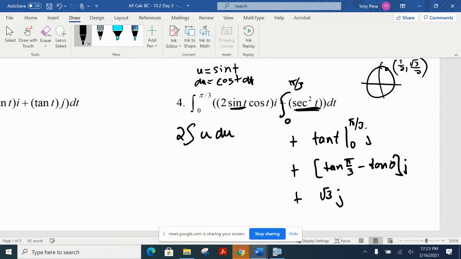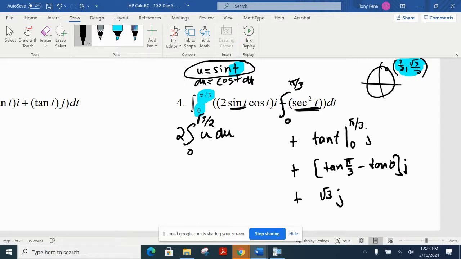Then we want to get our new limits. So here's how we convert them. U is the sine of whatever our angle is. So if our x or time was a 0 and I plug that in, the sine of 0 is 0. So that actually stays the same. Our upper limit was pi over 3, but if I plug that in, the y coordinate at pi over 3 I have over here, that's the root 3 over 2.